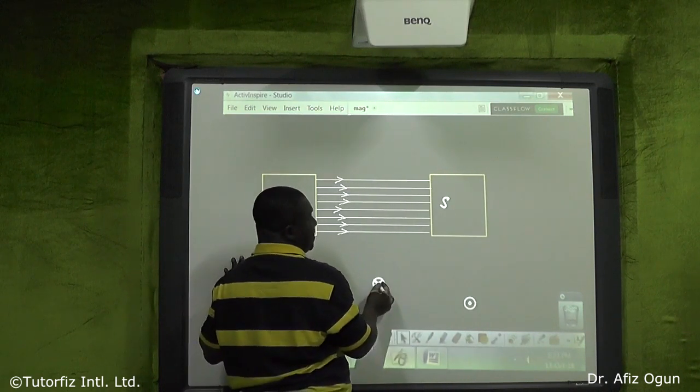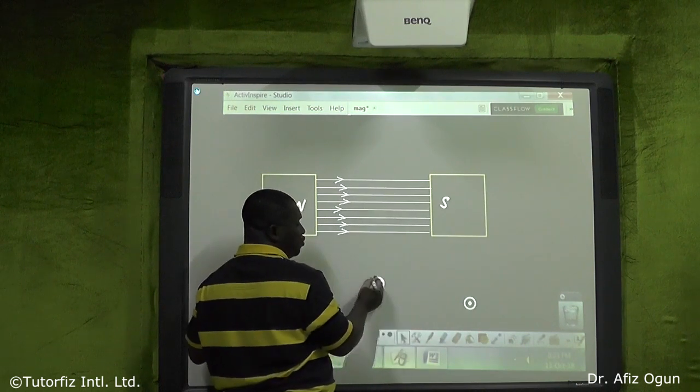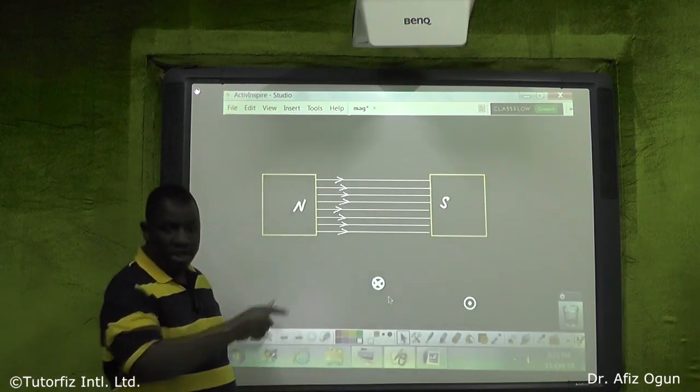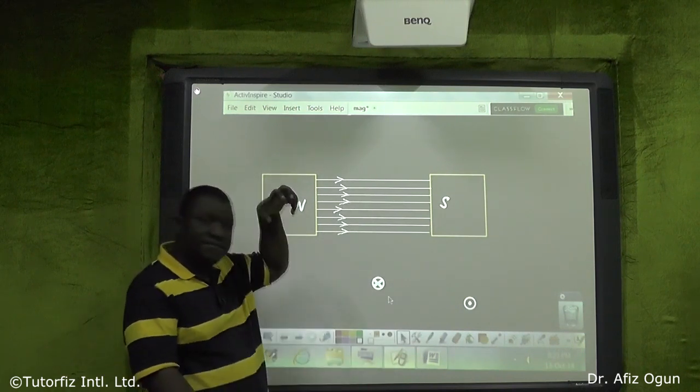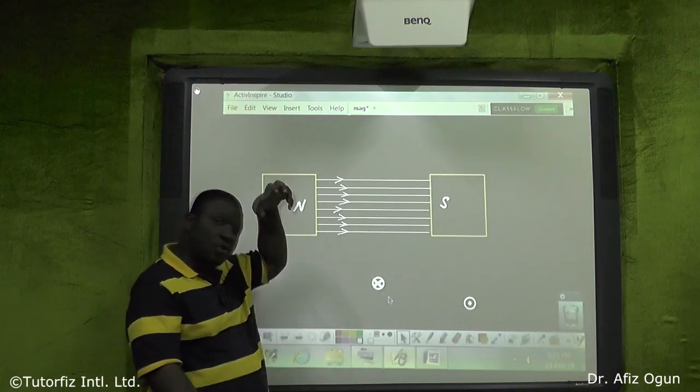So for it to be perfectly at 90 degrees, if we do this, once you see this cross like this, it means into your page. A cross means the magnetic field is going in, and if it is current, it means current is going in.